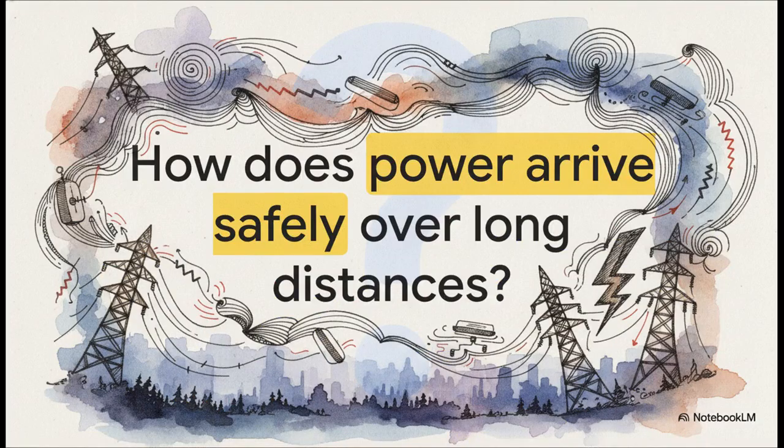Think about it for a second. How do engineers actually guarantee that power arrives safely over hundreds or even thousands of miles? It's not just about stringing up some thick copper wire and hoping for the best. As electricity travels, it is constantly interacting with the physical environment. We're talking about resistance, inductance, and capacitance. If we miscalculate these invisible forces, well, systems fail, blackouts happen, and our infrastructure literally crumbles.